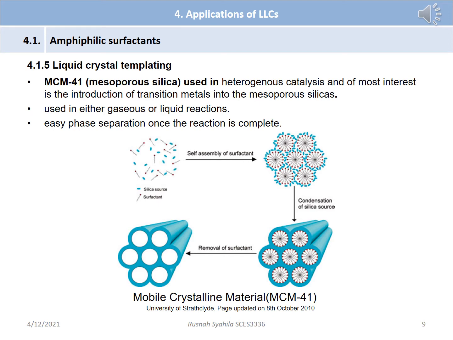Amphiphilic surfactants are also used in liquid crystal templating. An example is MCM-41, mesoporous silica, used in heterogeneous catalysis, and of most interest is the introduction of transition metals into the mesoporous silicas. The mechanism is as shown on the slide. It can be used in either gaseous or liquid reactions, with an easy phase separation once the reaction is complete.